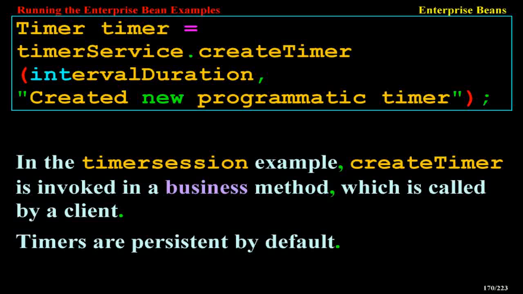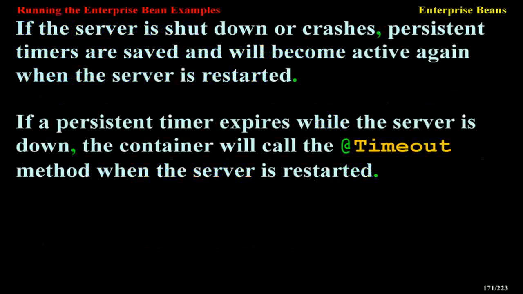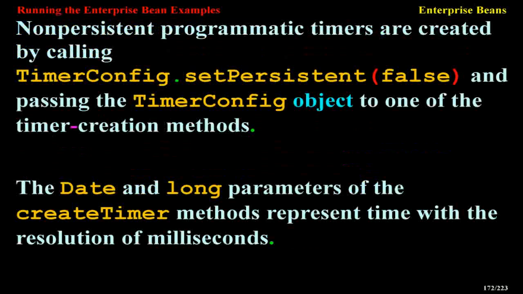Timers are persistent by default. If the server is shut down or crashes, persistent timers are saved and will become active again when the server is restarted. If a persistent timer expires while the server is down, the container will call the timeout method when the server is restarted. Non-persistent programmatic timers are created by calling TimerConfig.setPersistent(false) and passing the TimerConfig object to one of the timer creation methods.